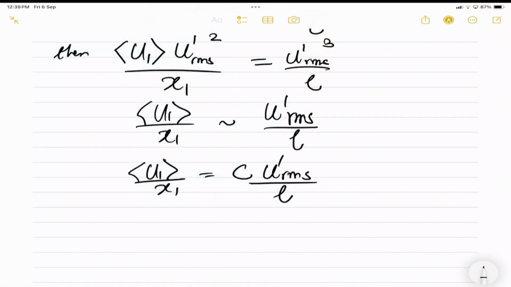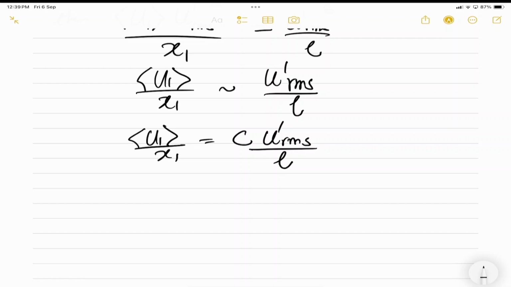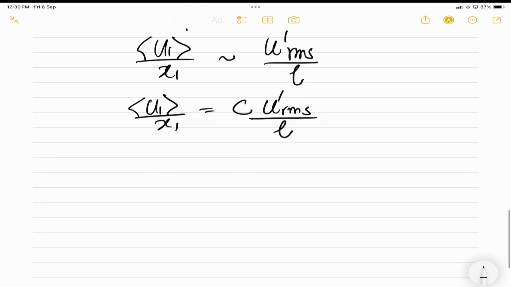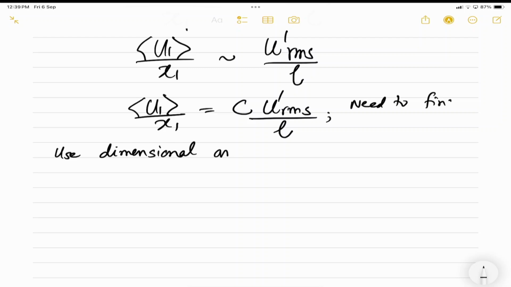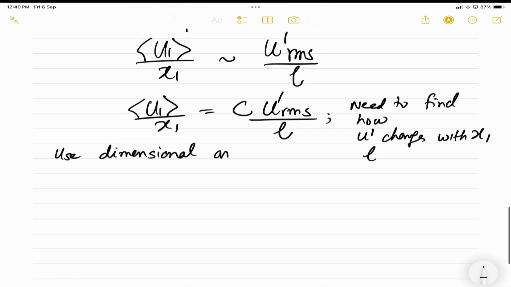So this is one relation we have between u prime RMS and L. Now, to find the second relation, let me first explain the problem. I had spoken about how u prime changes with x1 and how L changes with x1.